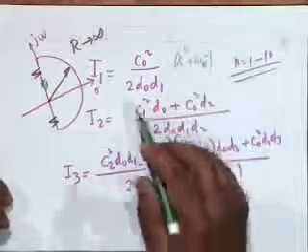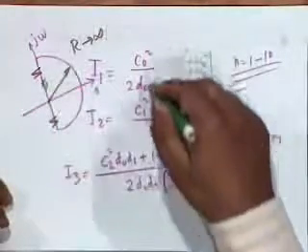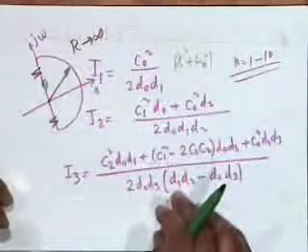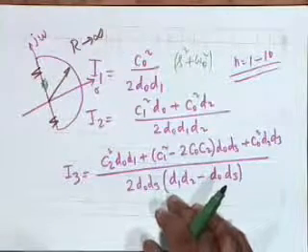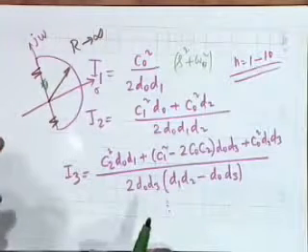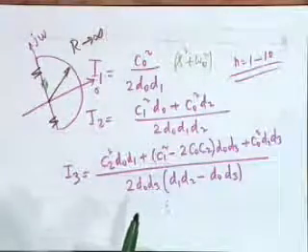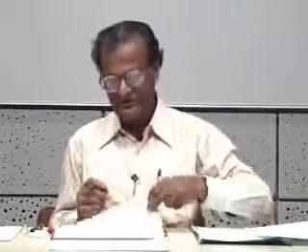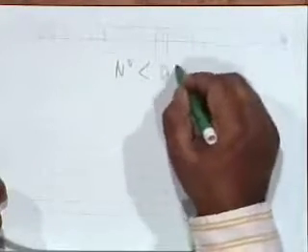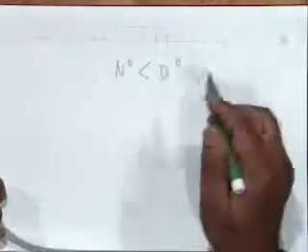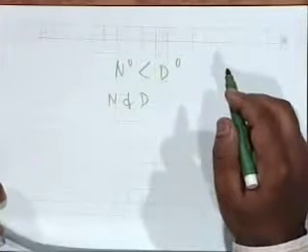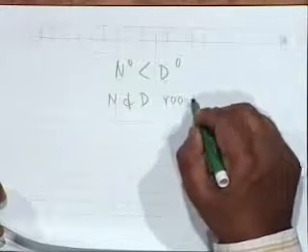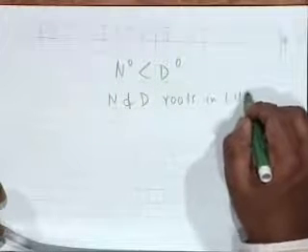So for the success of the contour integration, or for the success of using this table, there are three conditions. What are these? One is that the degree of the numerator must be at least 1 less than the degree of the denominator. N degree should be less than the degree of the denominator. N and D roots in left half plane.